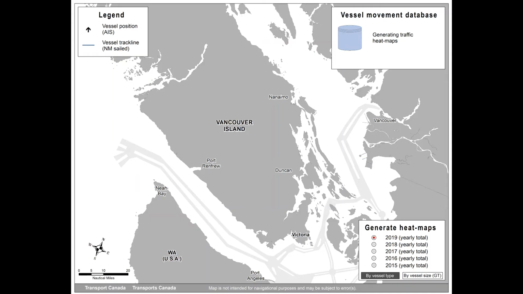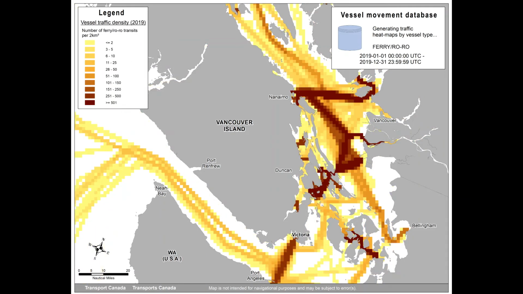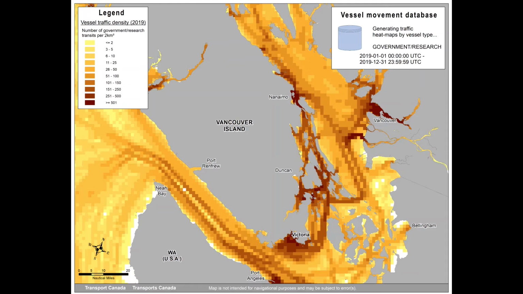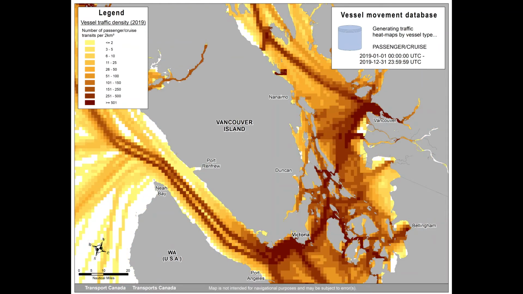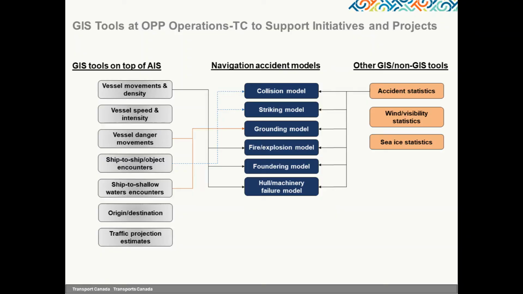The tool is also able to compute vessel density grids, which capture the estimated number of transits by vessel type and size, which give us an understanding of where vessel traffic hotspots might be for a given year. Information generated from this tool also feeds into some of our accident models that we have been developing, specifically our fire, explosion, foundering, and hull machinery failure models.